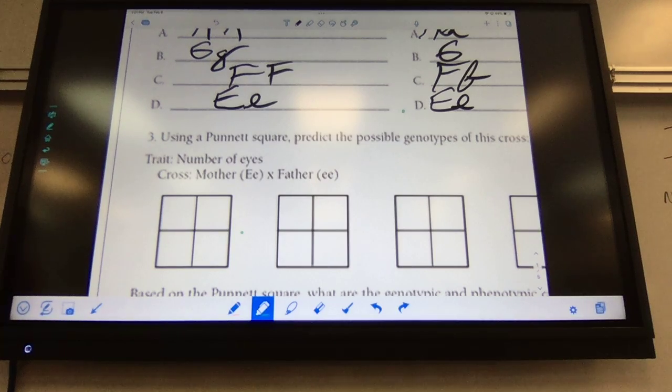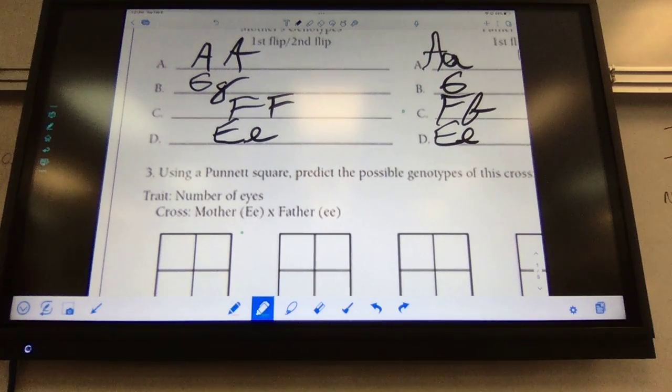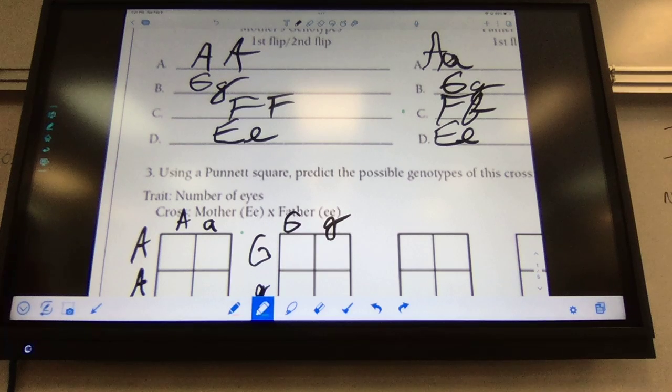Now in these 4 boxes, take your 4 traits. So I have homozygous dominant and heterozygous. I have heterozygous and heterozygous. Homozygous? Heterozygous?